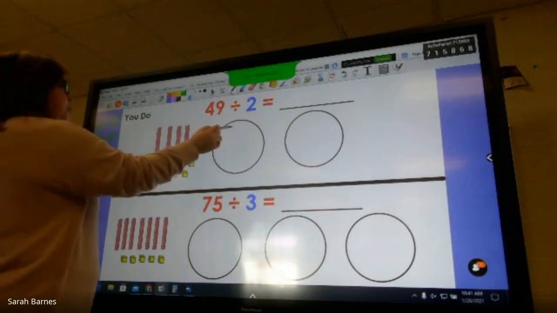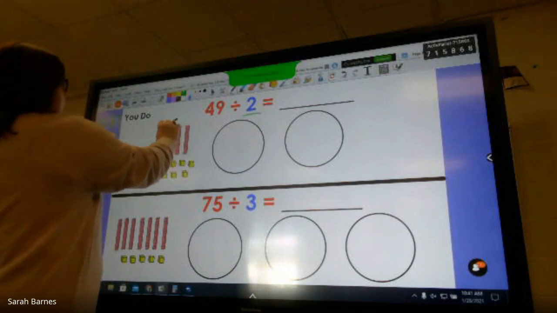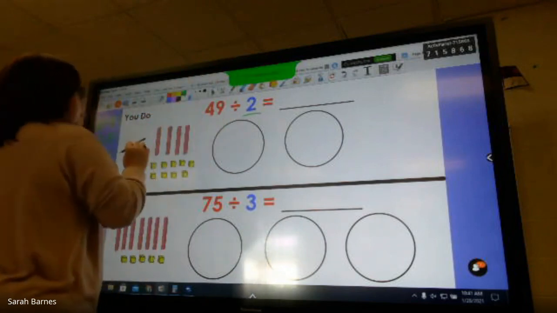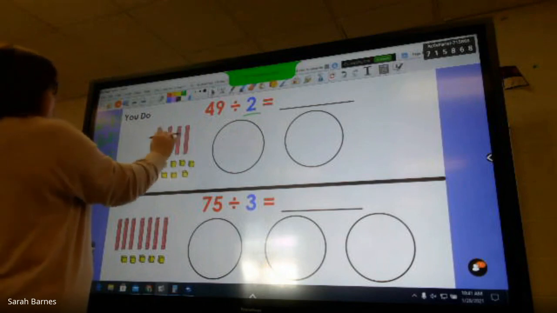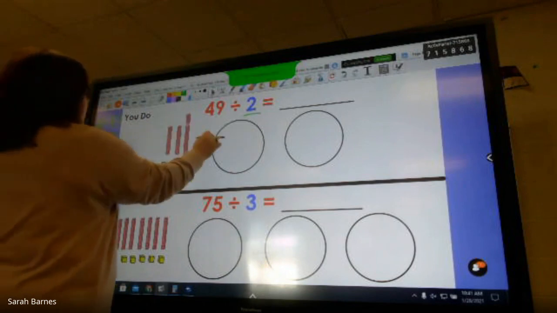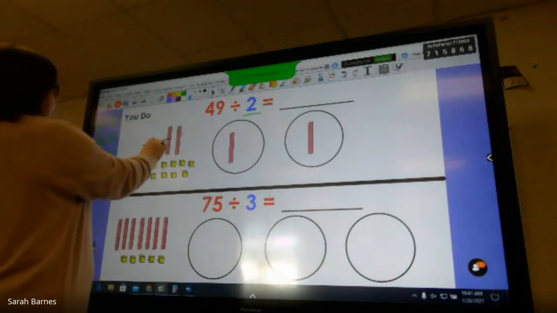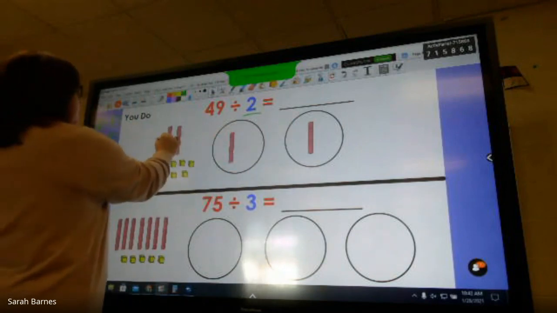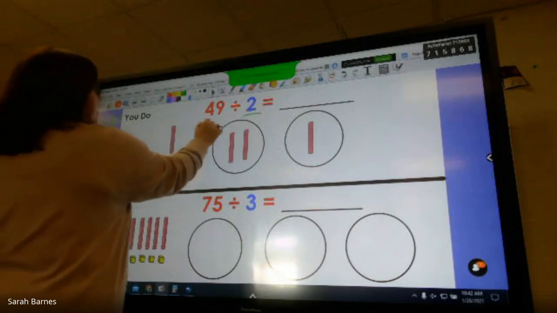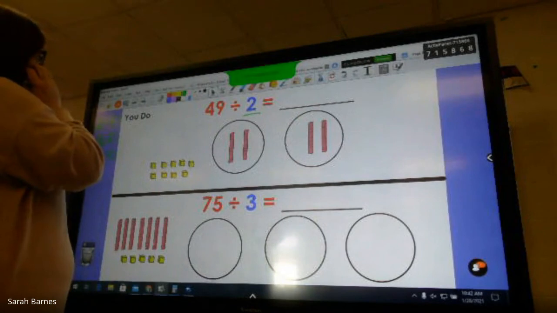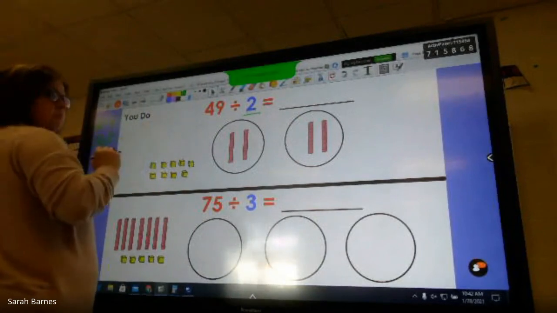All right, so we have our two groups. That's our divisor. We're dividing 49. So I noticed that I have 2 10s and I have 2 circles. So I'm going to move a 10 and a 10. And then I noticed again that I have 2 more 10s and 2 circles. So I'm going to move a 10 and a 10. All right, so now I got the ones. How are we so far, guys? Thumbs up if you were able to get that part.